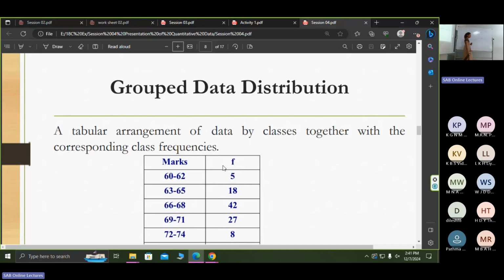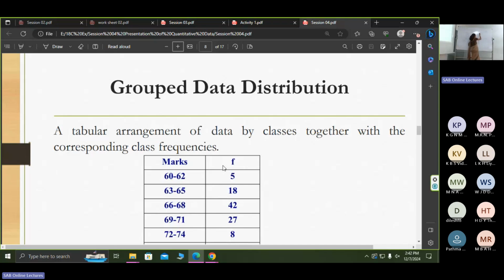Class size or width. It means, for the first class interval here, 60 to 62, how many observation values we see. 60 to 62 means 60, 61, 62. How many? 3. Then 3 is the size of the class interval. Understood? Then if we take the difference between these two class limits, 62 minus 60 is 2. It is not the size of the class.